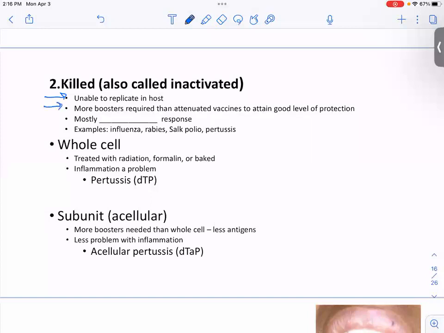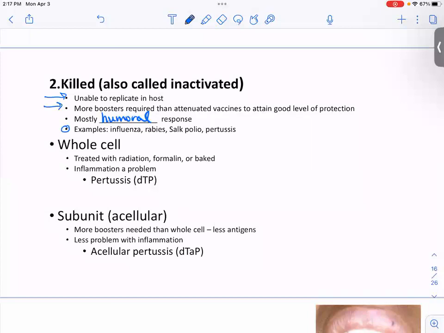In general, more boosters are required because, again, we just don't get quite as natural invasion of cells. We get mostly a humoral response. Again, we get good antibody activation. We get less activation of those cytotoxic T cells because, again, that killed pathogen doesn't get into our host cells as easily. Okay, so there's some examples there. Again, that killed can either be a whole cell or a subunit.